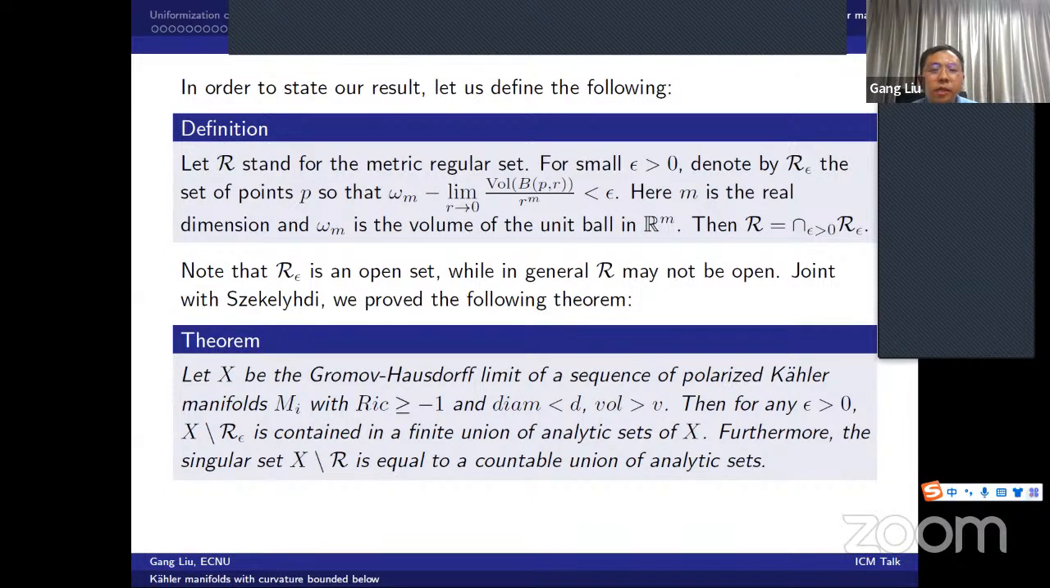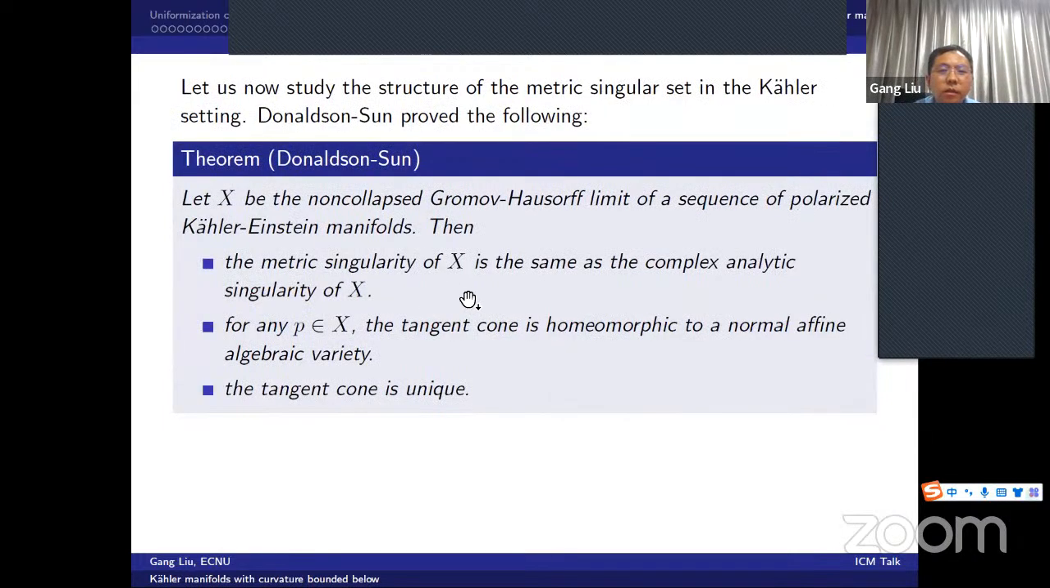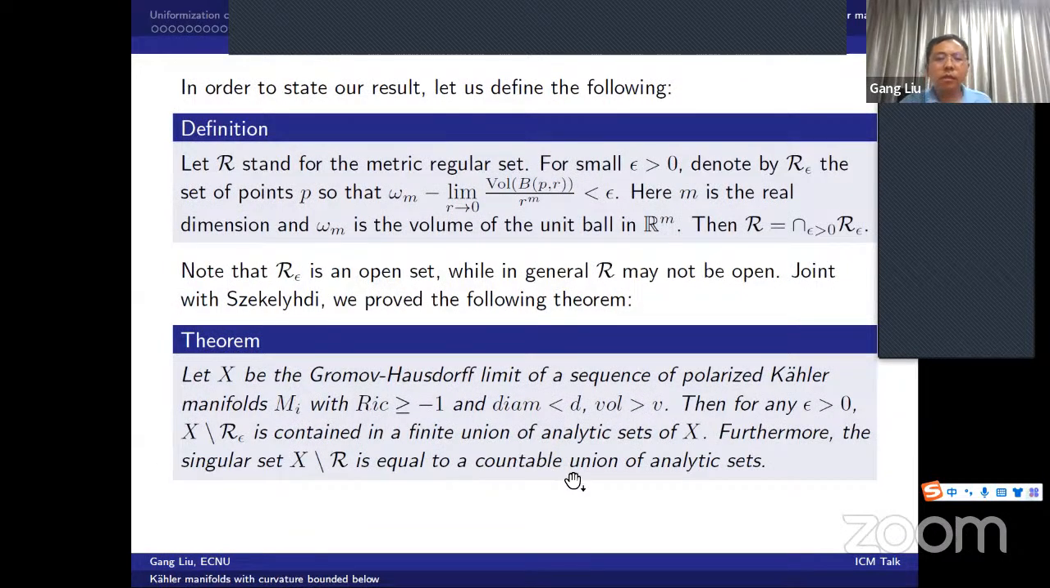We also obtained the analogous result when the Ricci has a lower bound. Basically it says that in this case, the singular set, that is X minus R, is not necessarily equal to the set of complex analytic singularities. Instead, it is equal to a countable union of analytic sets. So it's slightly different.